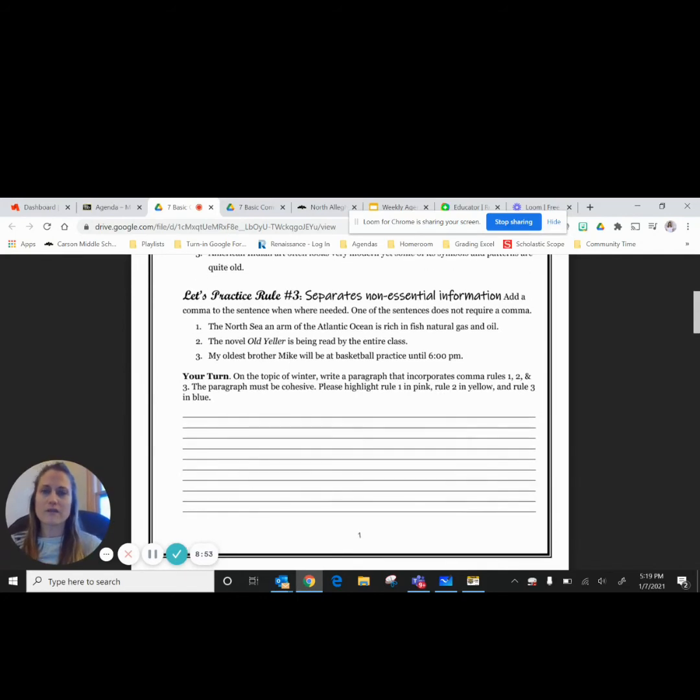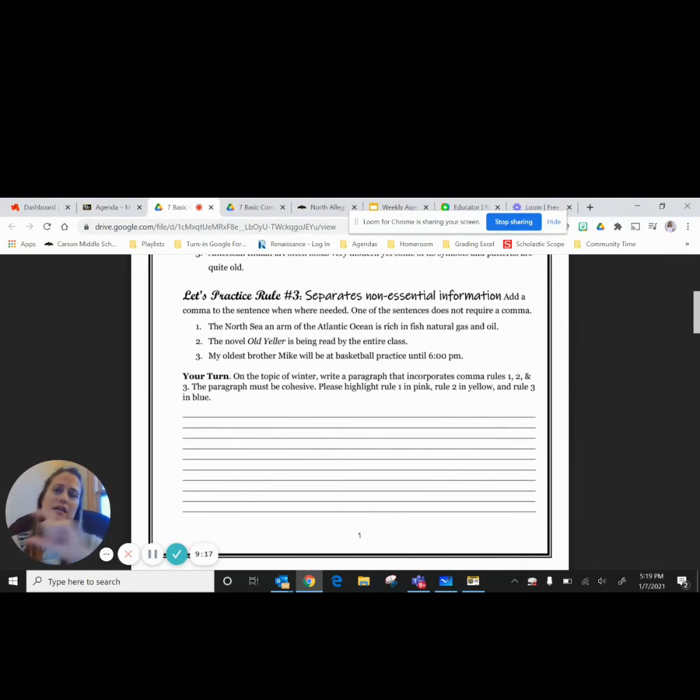And then you're going to do a paragraph about winter. In this paragraph, it must be cohesive. So it must be sentences that can be joined together. It's not going to be listing 1, 2, 3 sentences. When you use rule number 1, highlight it in pink. Rule number 2, highlighted in yellow. Rule number 3, highlighted in blue. The reason why I'm having you do that is because we are setting up for when we do our creative writing piece with Fractured Fairy Tales.